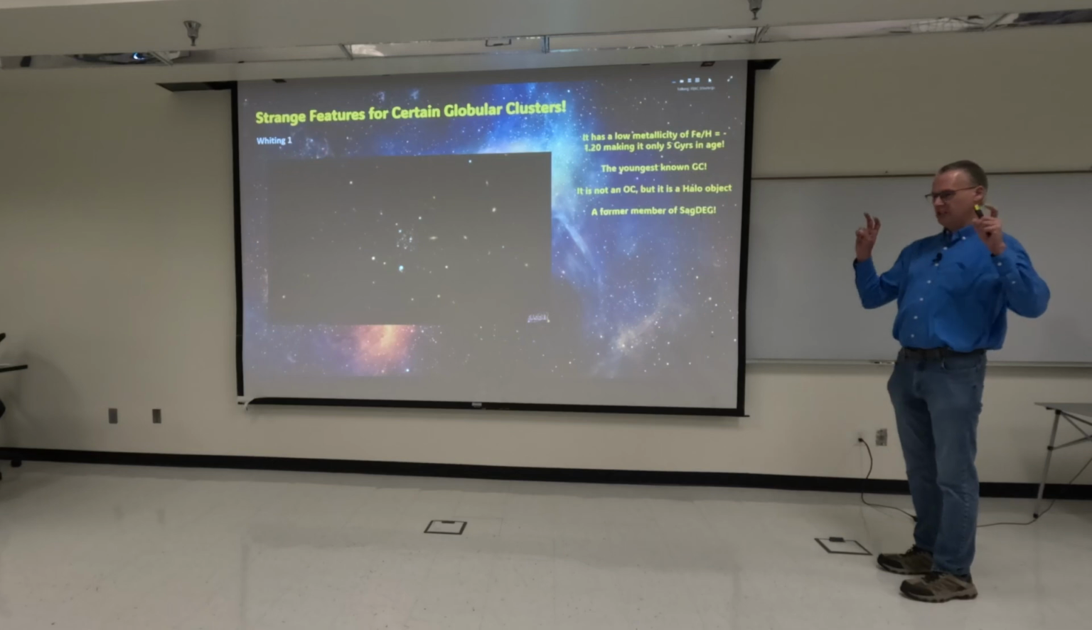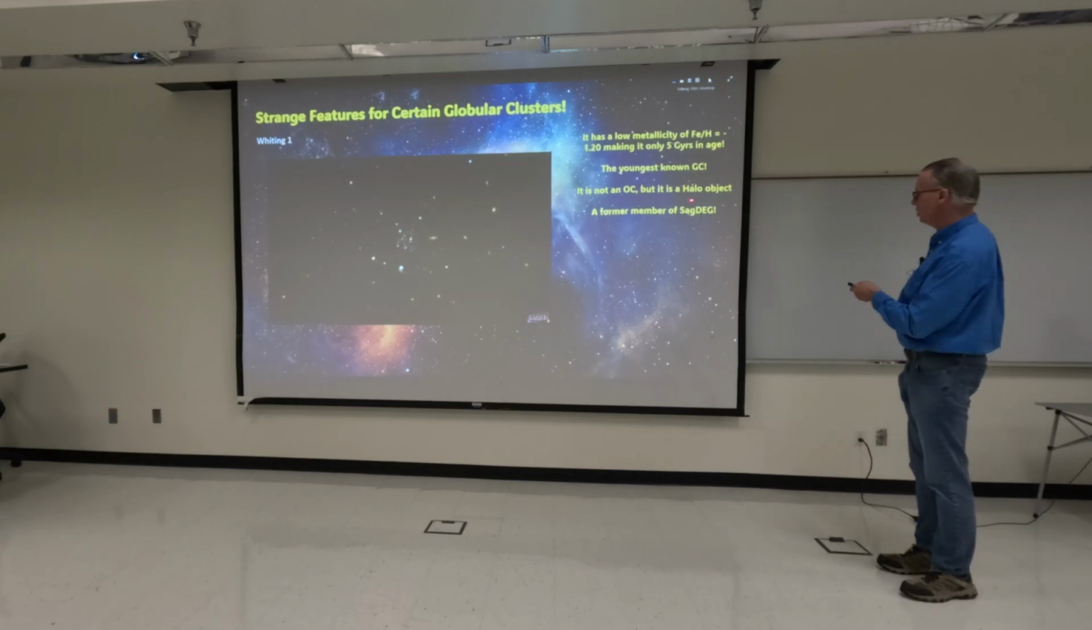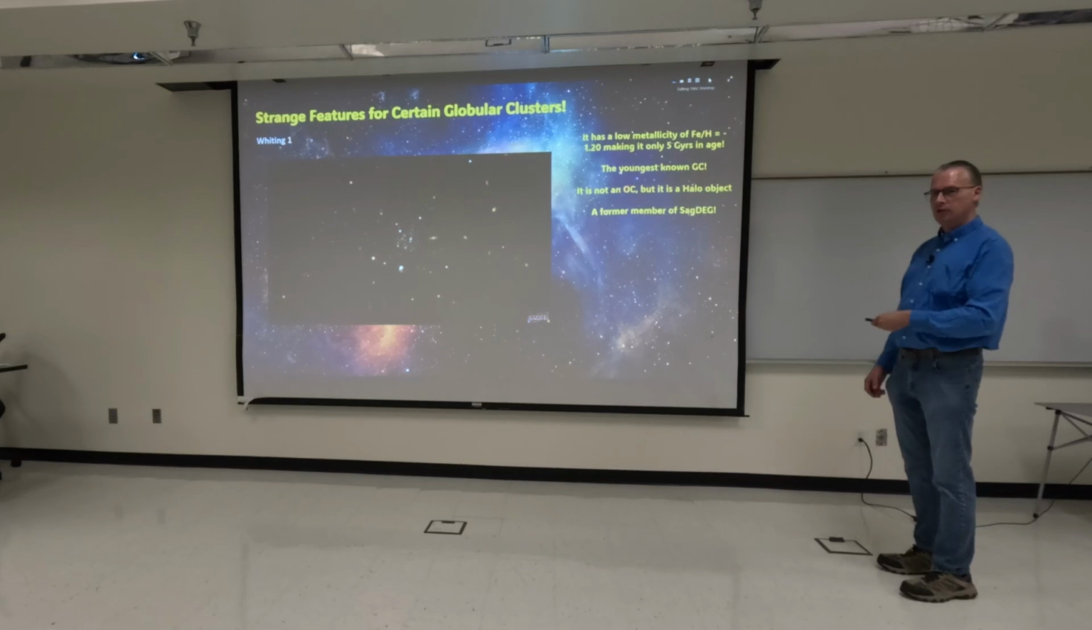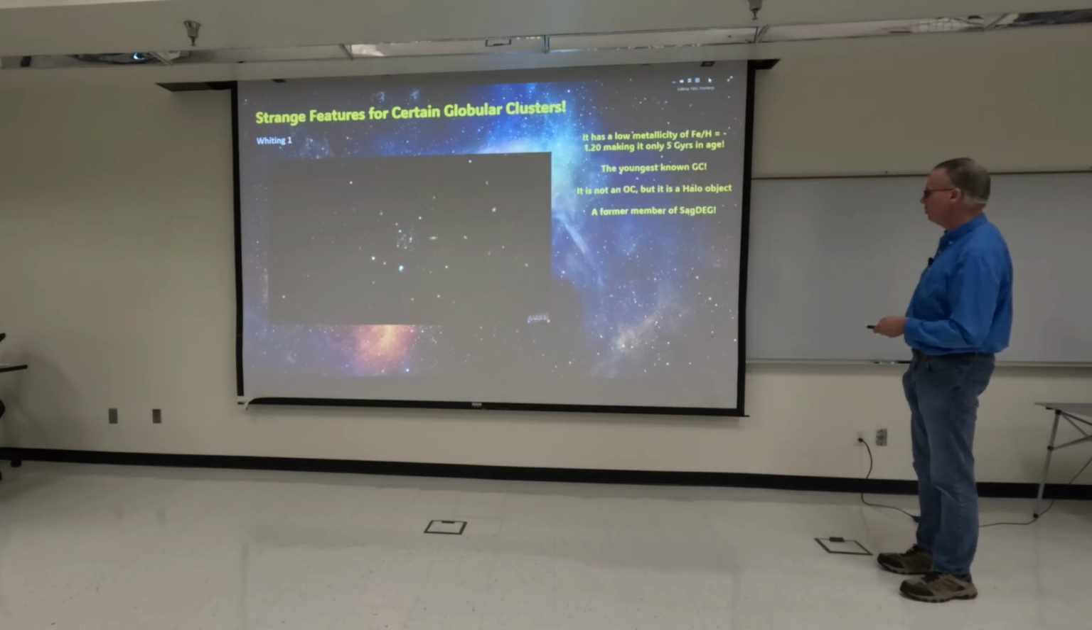But there is the dwarf spheroidal galaxy that's being pulled apart, known as Sagdag. Everybody ever read about Sagdag? It's this dwarf elliptical galaxy that's being pulled apart. It's almost part of the Milky Way galaxy as a satellite galaxy. This is a former member of it.